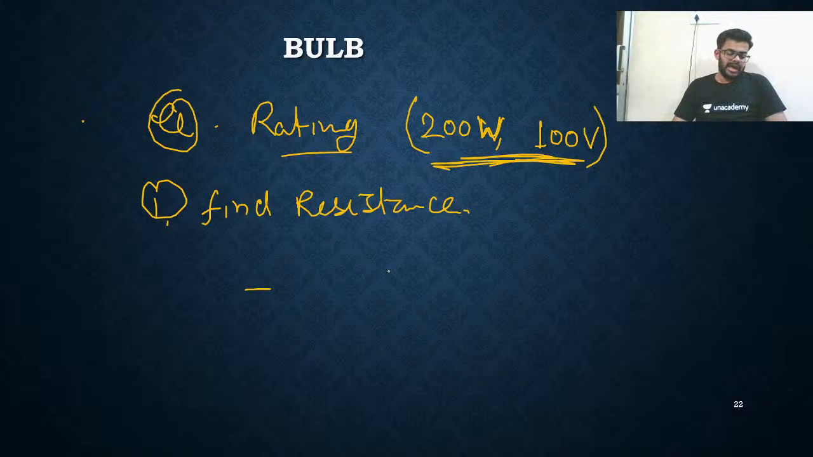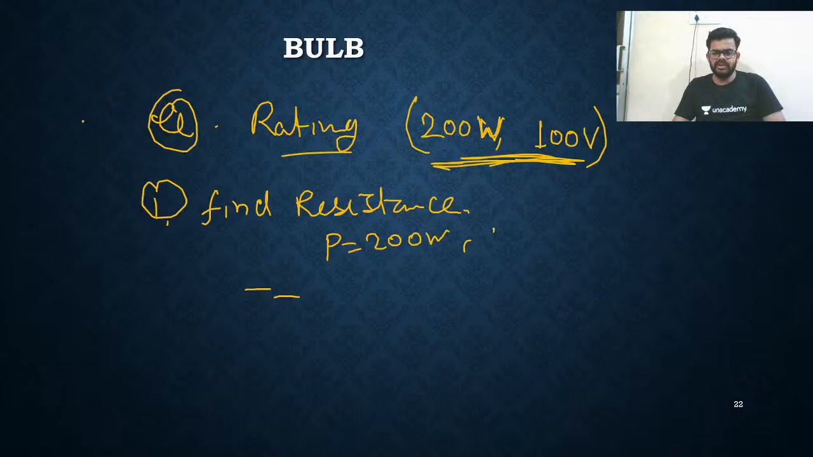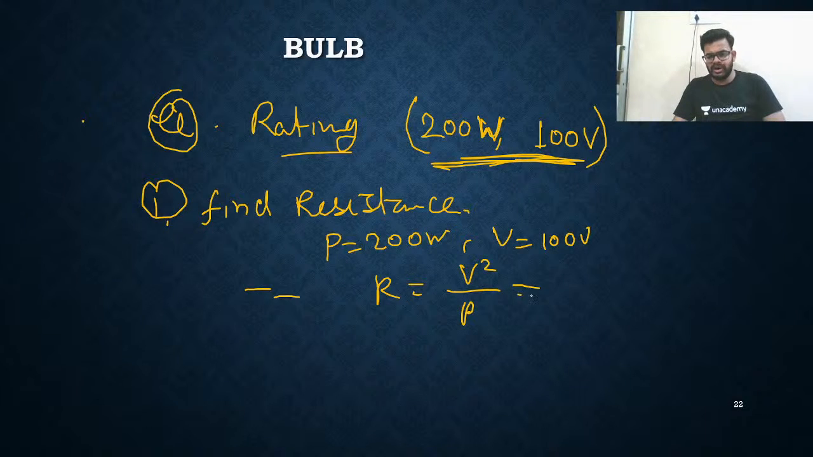I'm waiting for your answer in the chat. So you can find here the resistance of the bulb, right? You can say rating is given, which means P is 200 watt. In that situation, you will say the voltage is 100 volt and R will be V square upon P. So you will get what? You'll get 400 ohm.